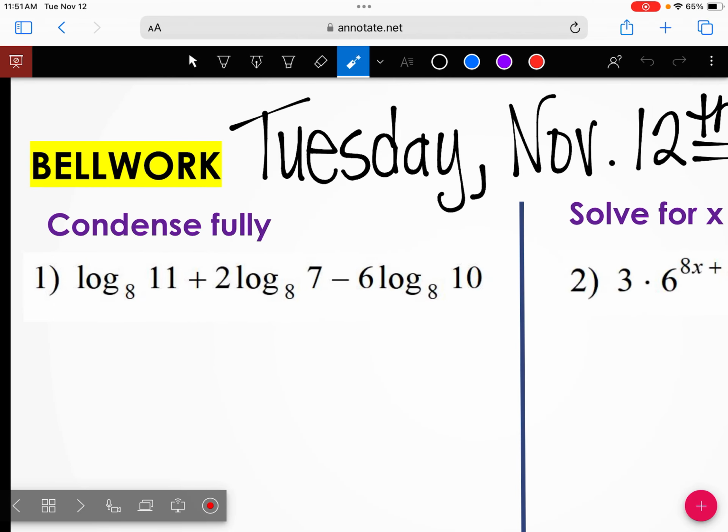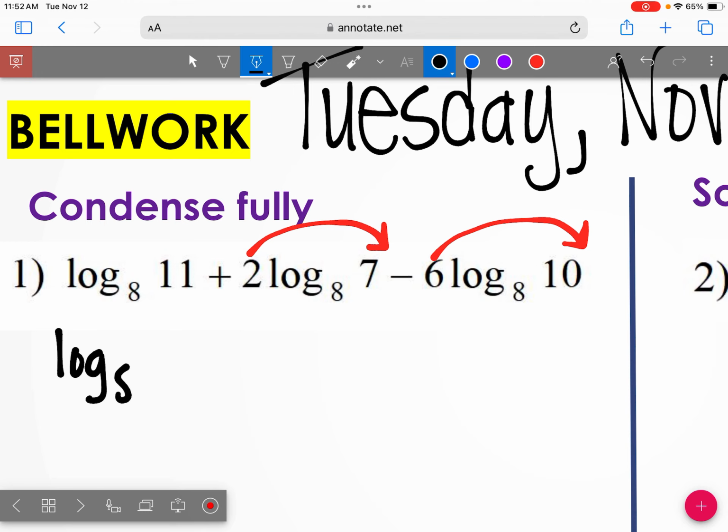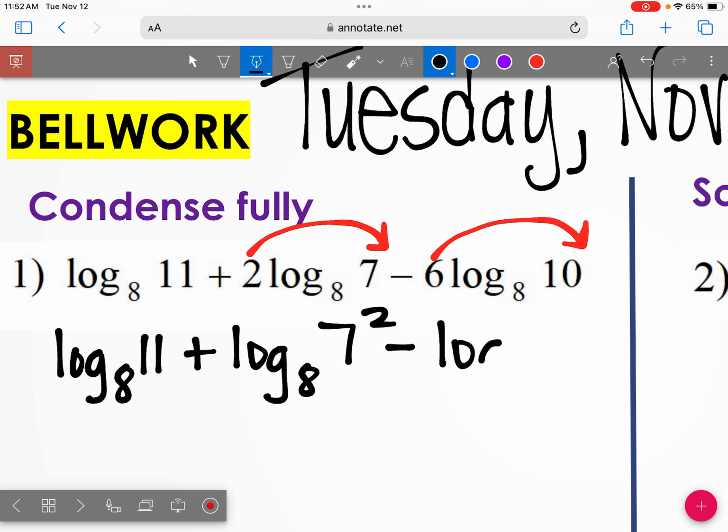Log equations. So the first thing I like to look for whenever I'm condensing is exponents. And I see two exponents, the 2 and the 6. So I have log base 8 of 11 plus the log base 8 of 7 squared minus the log base 8 of 10 to the 6.